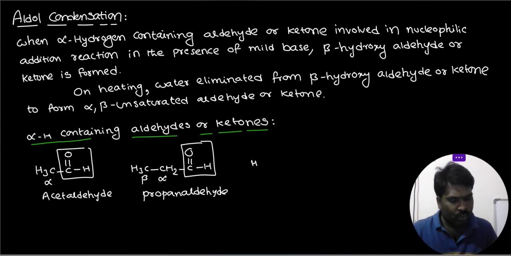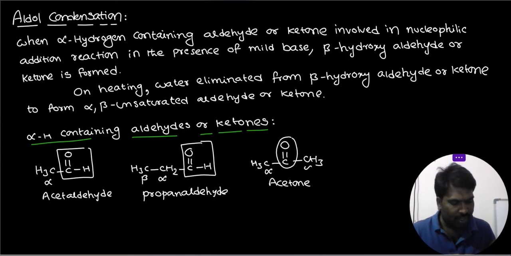Now, acetone. This is the ketone. This is the functional group, the adjacent carbon is alpha, and this is also an adjacent carbon, alpha. Six alpha hydrogens are there. It is also involved in aldol condensation. So these are the molecules that can participate in aldol condensation reaction.